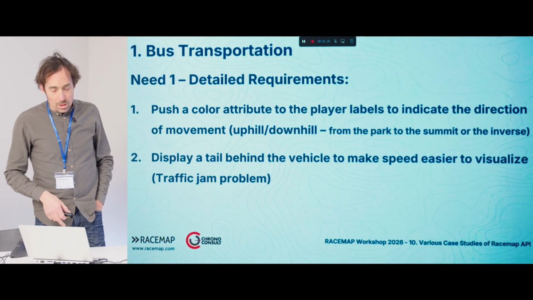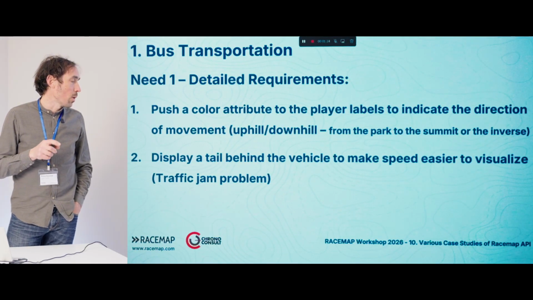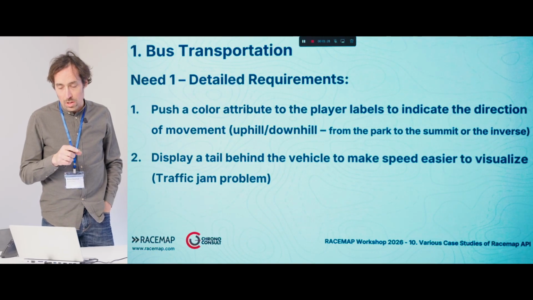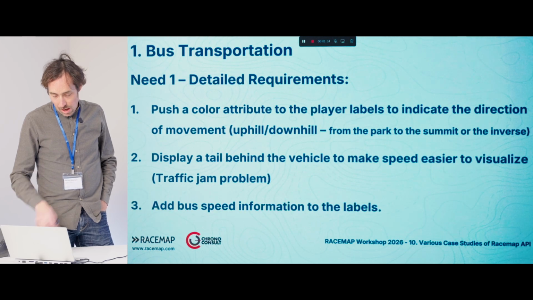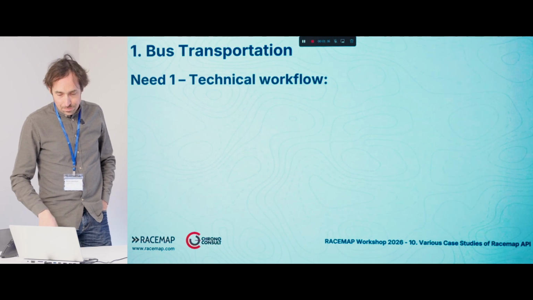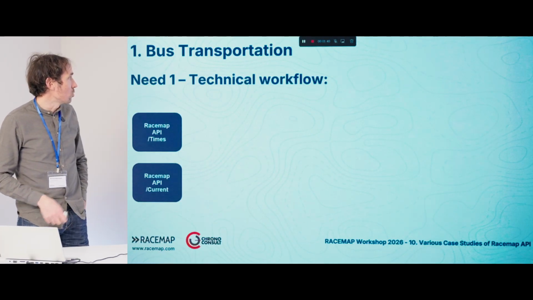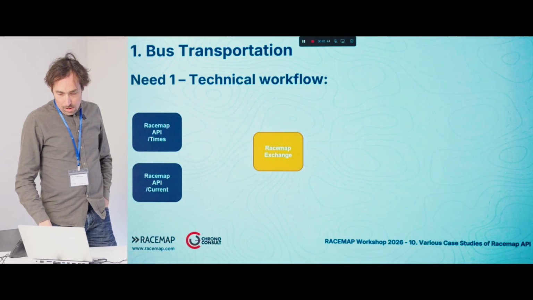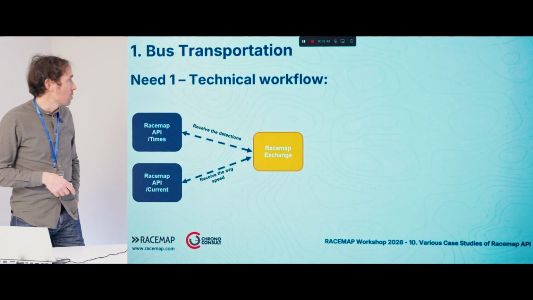And they also wanted a tail behind the vehicle to be able to visualize the speed of the current device. Add also the speed on the label. So we request two different APIs, API time and current, using the RACEMAP exchange I already showed you just before.